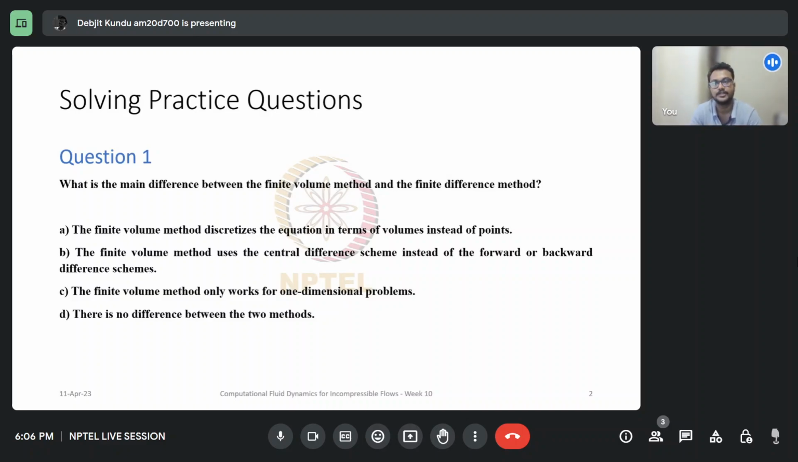So is it option A? The finite volume method discretizes the equation in terms of volumes instead of points. Option B, the finite volume method uses central difference scheme instead of the forward or backward difference schemes. Or is it option C, the finite volume method only works for one-dimensional problems? Or is it option D, there is no difference between the two methods? That is basically none of these. So which one would it be?